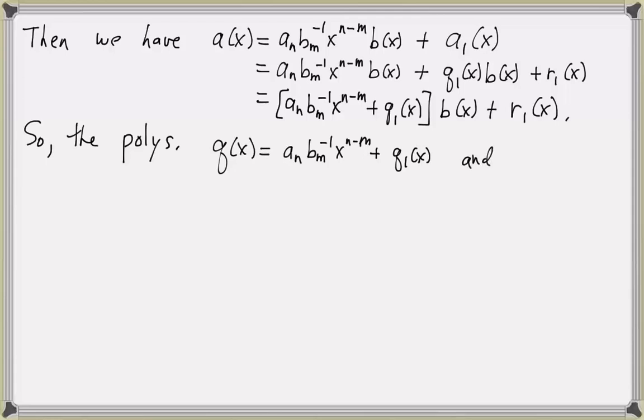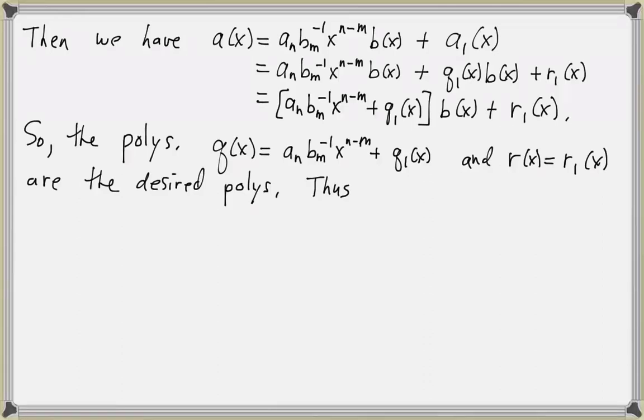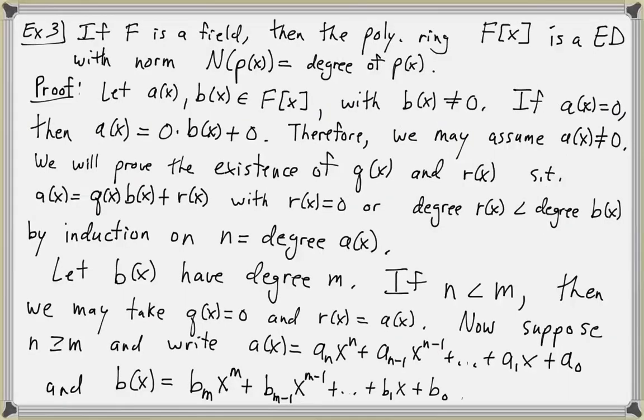And the remainder, r1 of x, remember, still has degree less than the degree of b of x, so we can let our r of x just equal r1 of x. Then these two polynomials are the desired polynomials that satisfy the division algorithm. So thus, by the principle of mathematical induction, we see that this polynomial ring is a Euclidean domain. So if F is a field, then the polynomial ring F adjoint X is a Euclidean domain.